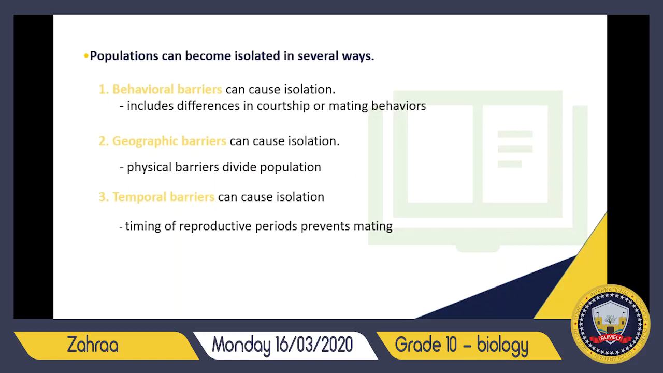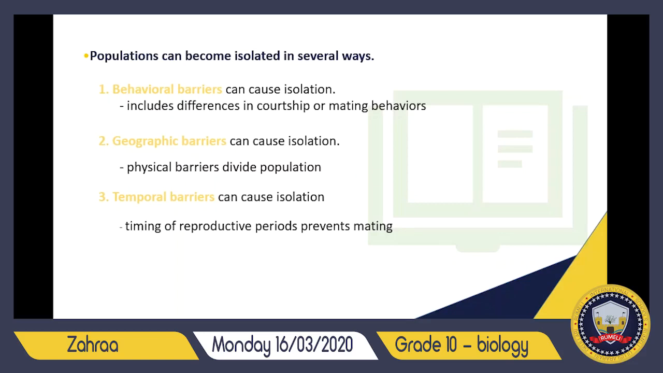Number 2, geographic barriers, which are actually the most commonly studied type of isolation. Geographic isolation involves physical barriers that divide a population into two or more groups. These barriers can include rivers, mountains, dried lake beds, and others.